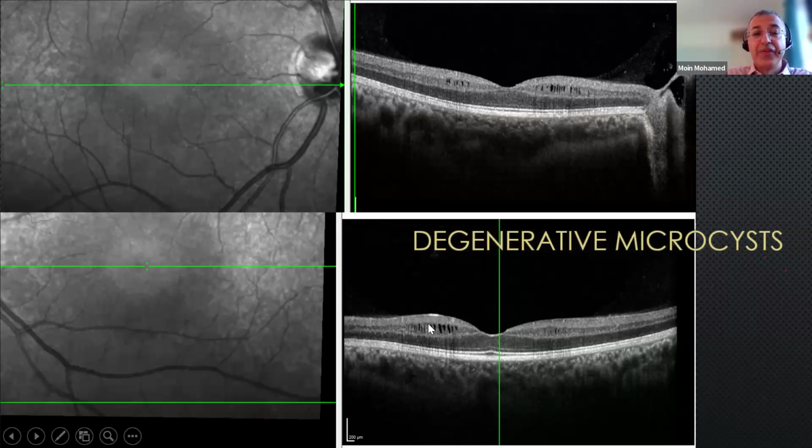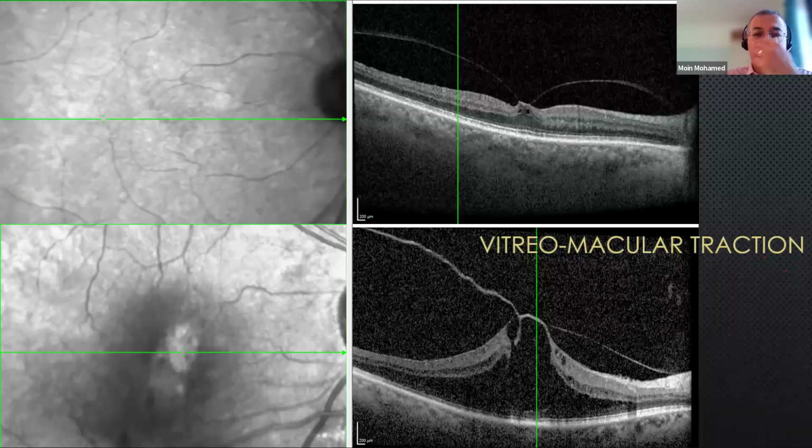Same on the other side of the same patient. This patient had an optic neuropathy. So we get these in optic neuropathies, after silicone oil, in glaucoma patients when there's advanced glaucoma, and in vitamin B12 and folate deficiency. There's a number of conditions which end up with these degenerative microcysts.